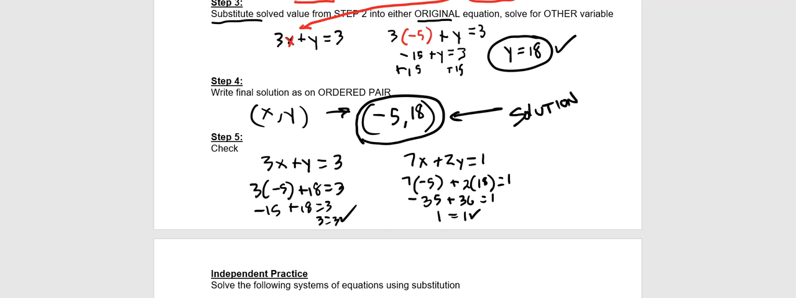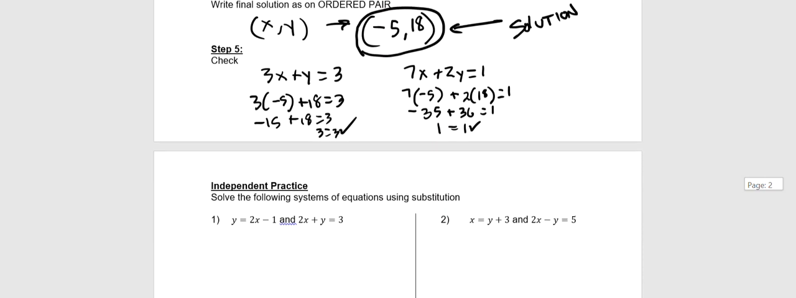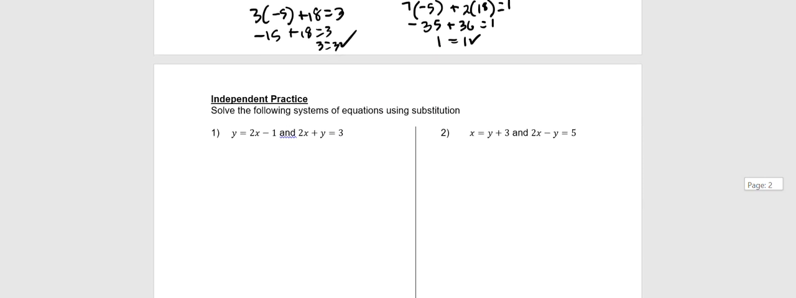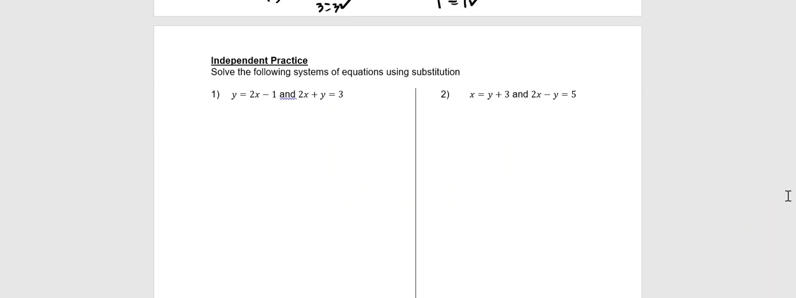Okay? So you have two examples to work with. I'm going to set you up in both. Now, both of these are fairly easy because this already says y equals. This already says y equals 2x minus 1. So I can take that and I can substitute it in for y and solve for x. This already says x equals, x is isolated, y plus 3. So I can take y plus 3 and I can substitute it this time in for x into my other equation and solve halfway through for x.